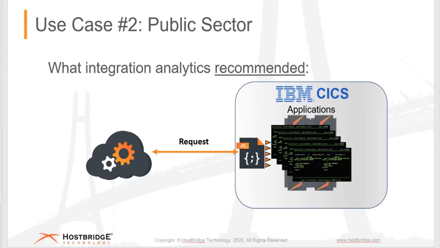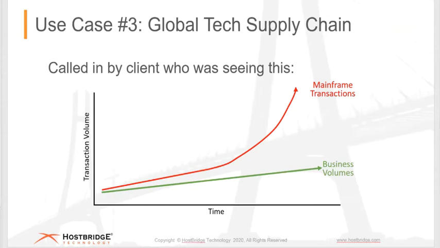All of the detailed CICS transaction interactions are handled at memory-to-memory speed, and then a single response goes back. We'll actually look a little bit more at this particular case study in a moment. Then a third one was a very large global technology supply chain company.